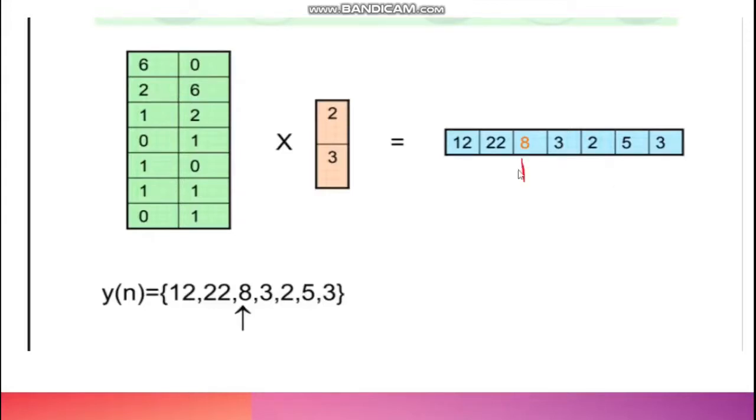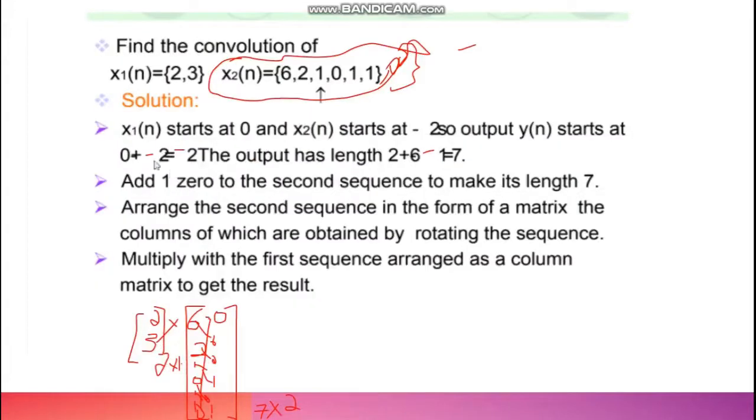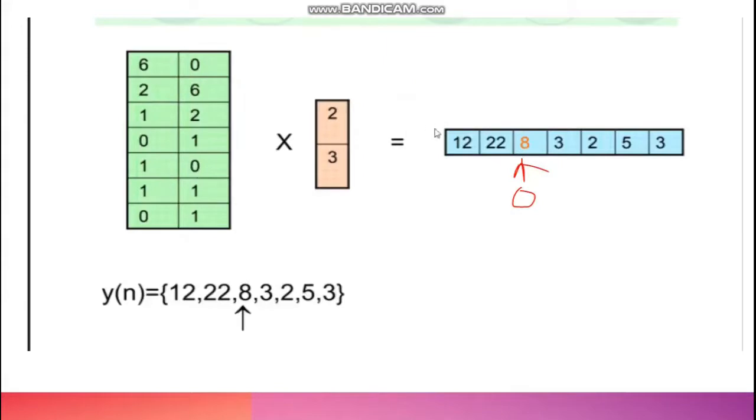And this is the origin, this is the 0th position, yes. And here how does this become the 0th position? Because we know the starting index of y of n is -2. So what will be 12? The index of 12 will be -2, and that of 22 will be -1. So this becomes 0, right? So at the value of 8, you will get the position as 0. So that is shown here.